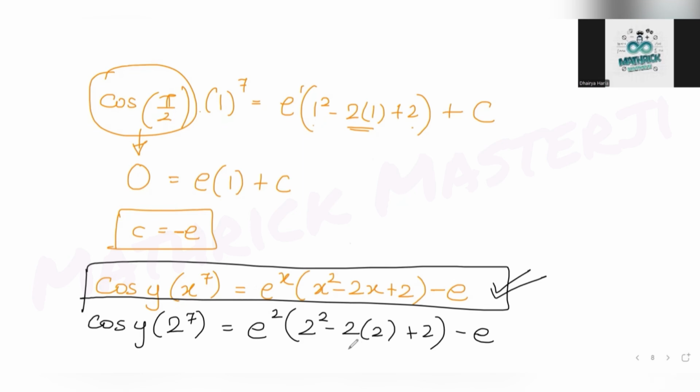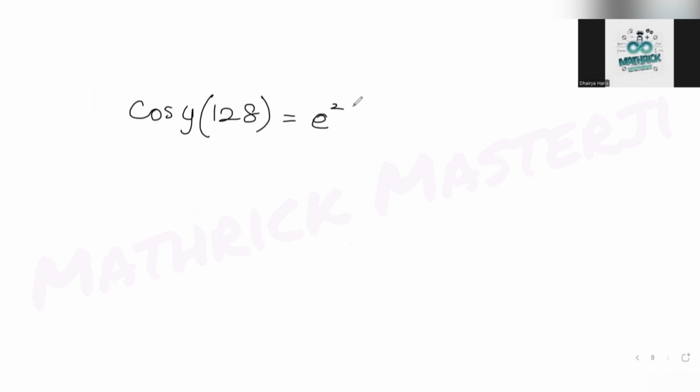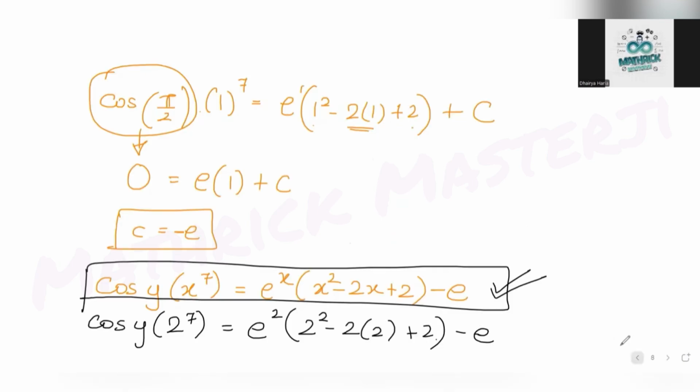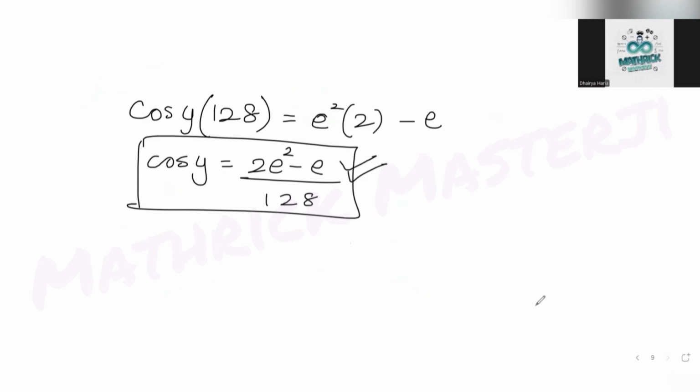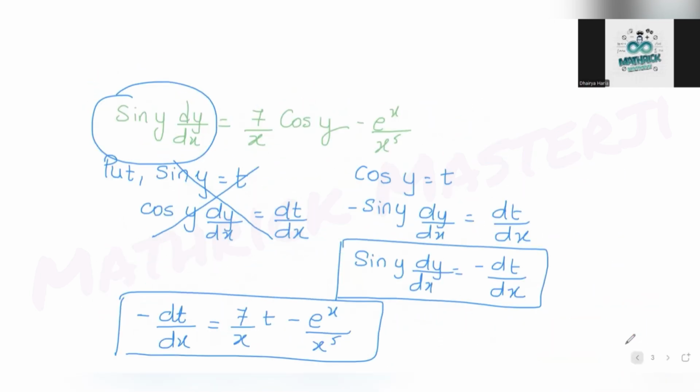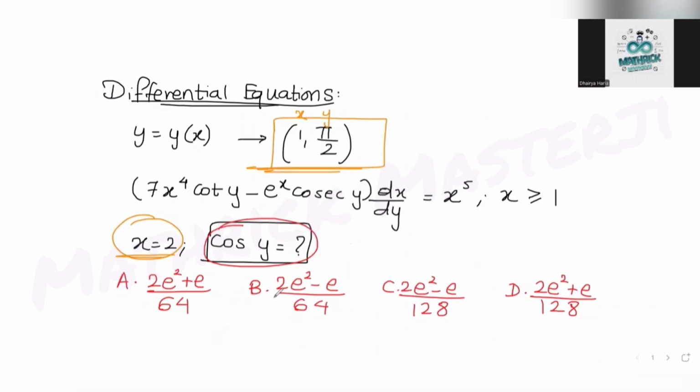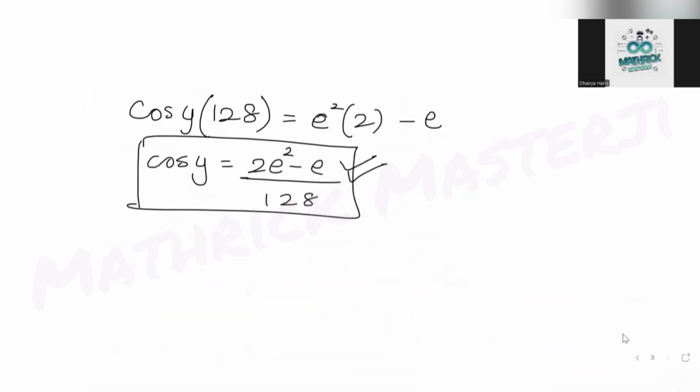So 4 plus 2, 6. 6 minus 4 is 2. So I get e square times 2 minus e. So I get from here cos y is 2e square minus e over 128. So I get the answer to this question, and basically that matches with which answer choice. So it gets 2e square minus e over 128. That matches with answer choice C. So C becomes the answer for the question that is asked to us here.